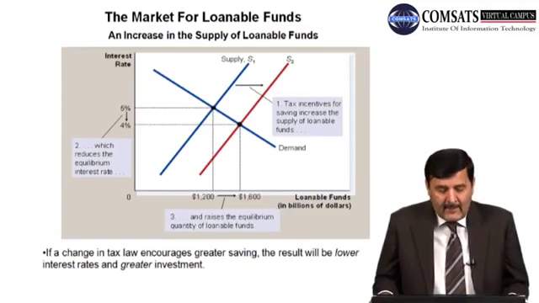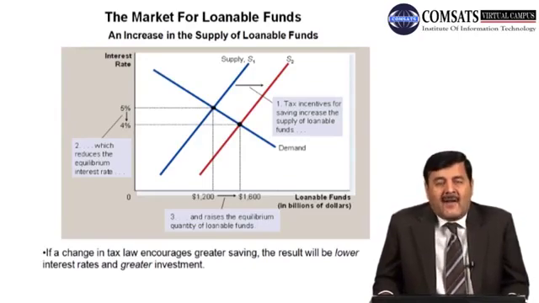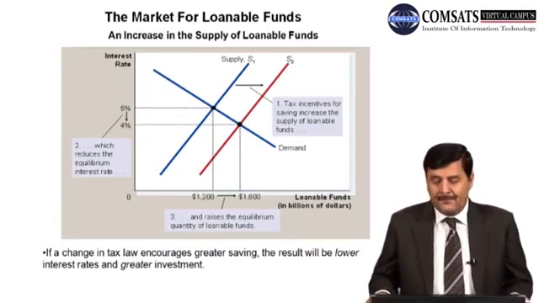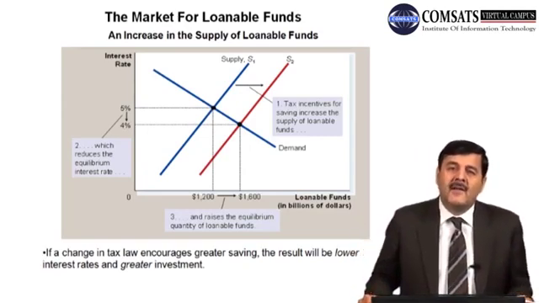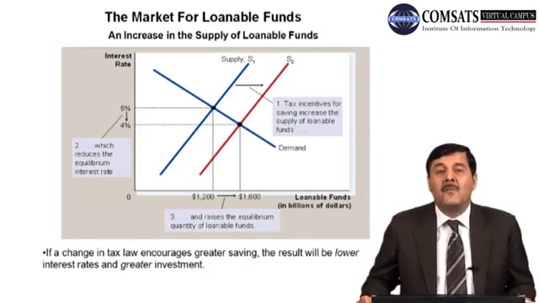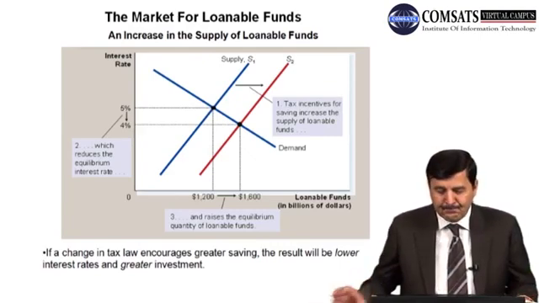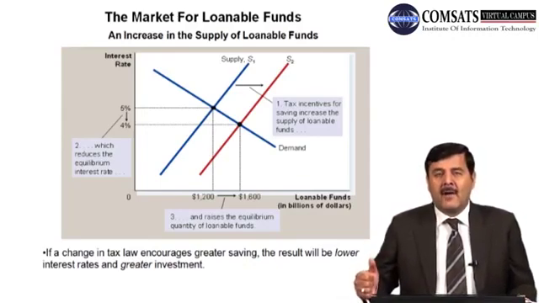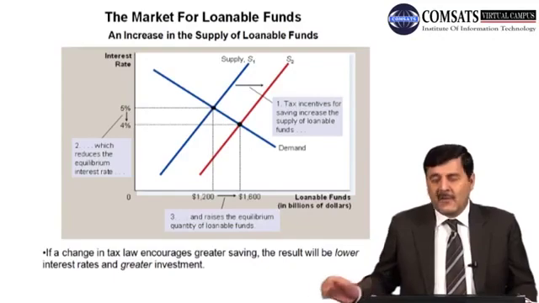So if a change in tax law encourages greater saving, the result will be lower interest rate and greater investment. So what we have concluded is that if the government changes tax laws and encourages saving, the result will be lower interest rate and greater investment. कि जो investment का और interest rate का relationship है वो भी negative होता है। अगर rate of interest बढ़ जाता है तो investment कम हो जाती है, रेट ऑफ इंटरेस्ट कम हो जाता है तो इन्वेस्टमेंट बढ़ जाती है। तो this is how the government can affect the saving, interest rate and demand and supply of loanable funds in the market for loanable funds. This was the first policy of the government.